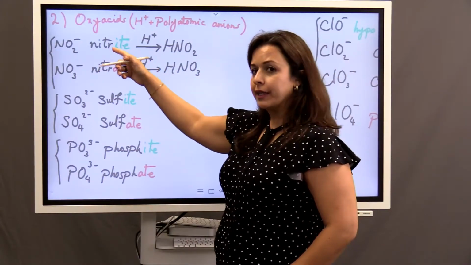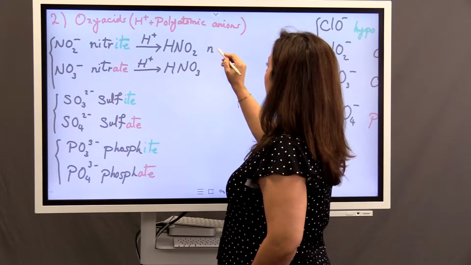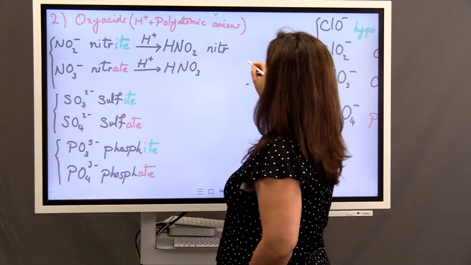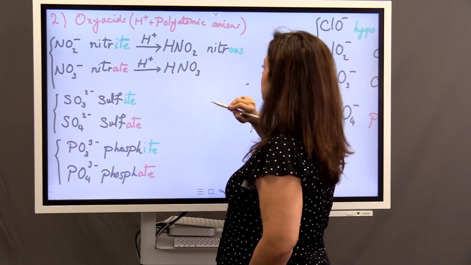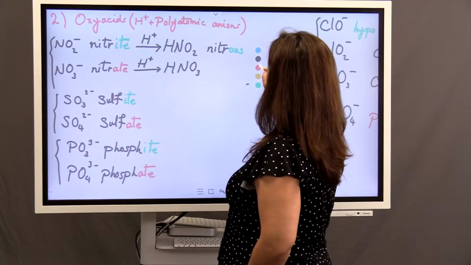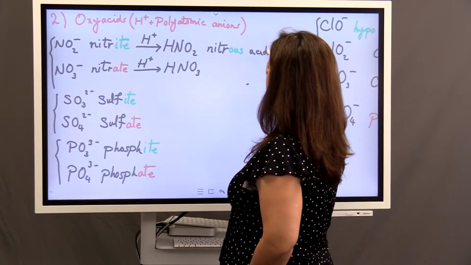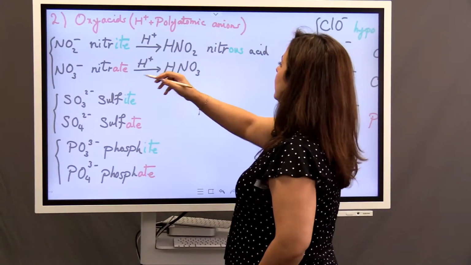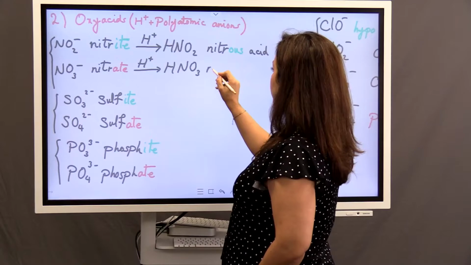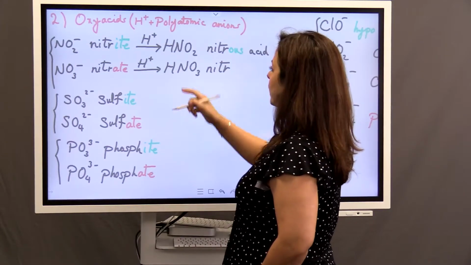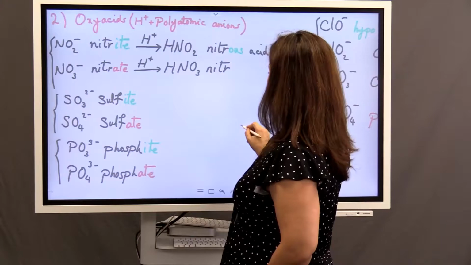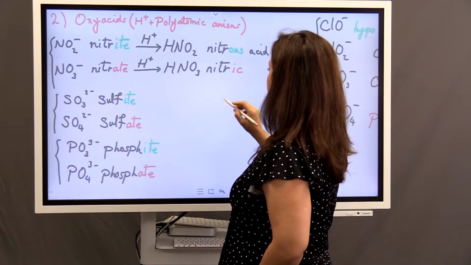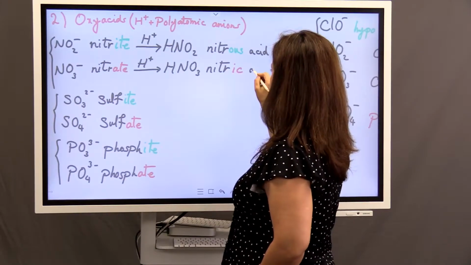So the anion that ended in ITE now will end in OUS. So this is called nitrous acid. Nitrous acid is formed from nitrite. The nitrate ion will form HNO3, and the name for the acid is going to be nitric acid.